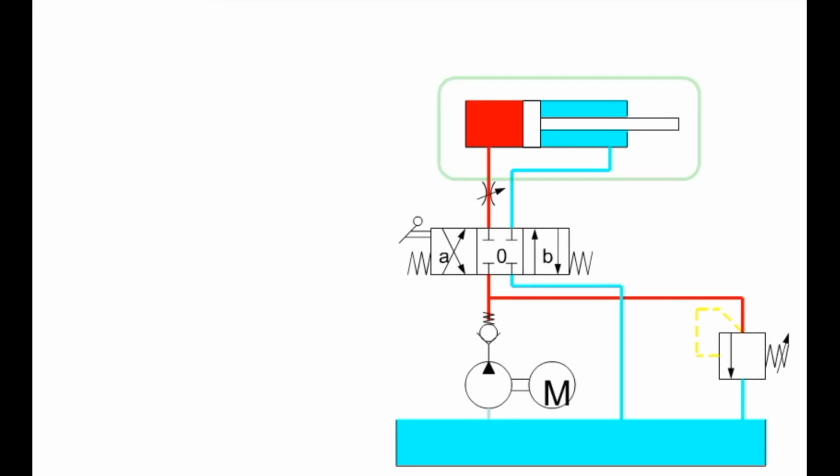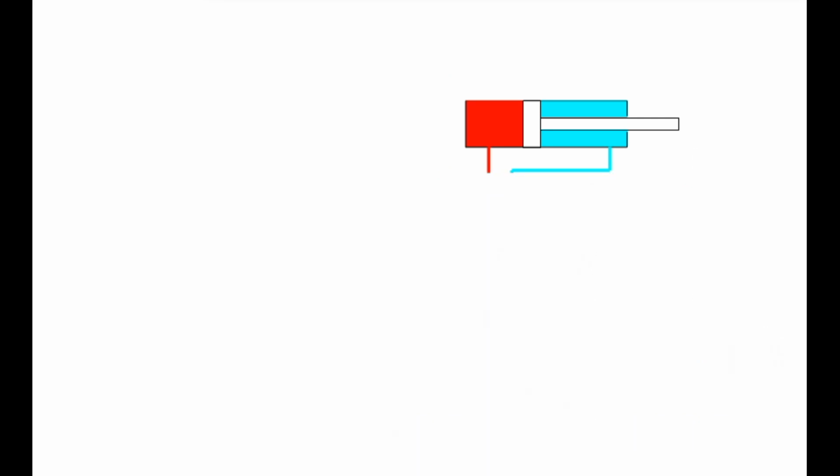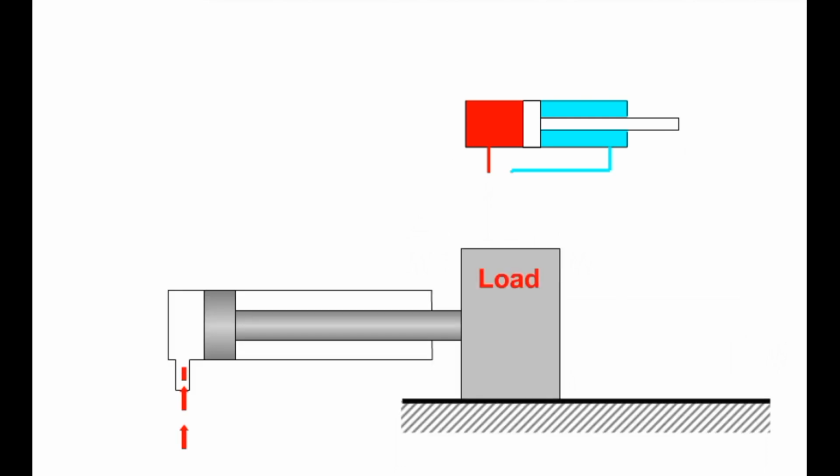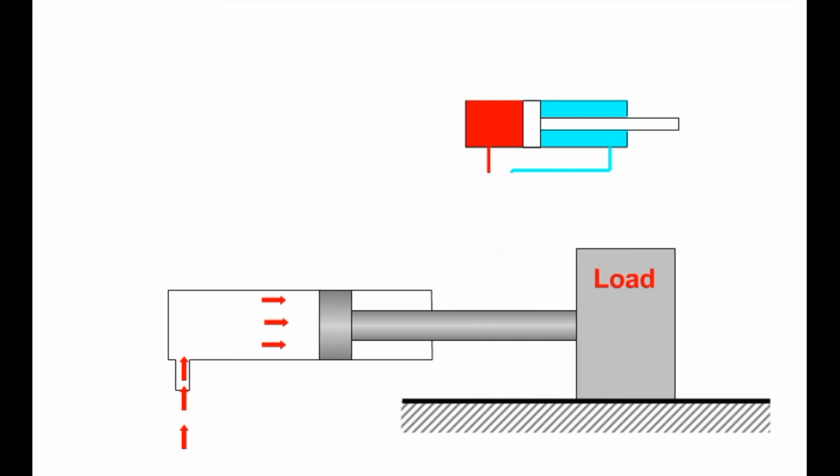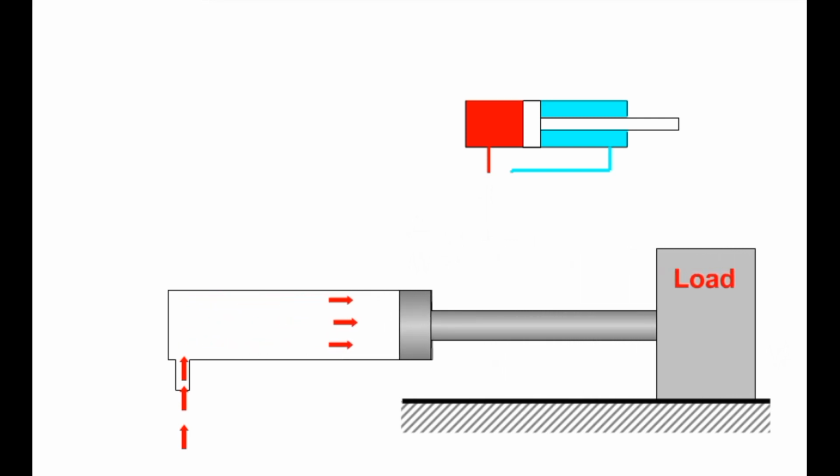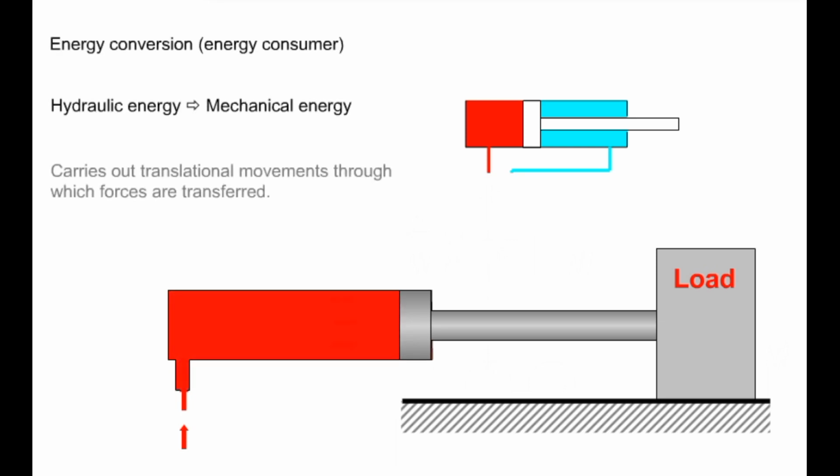The hydraulic cylinder fulfills the role of consumer in a hydraulic circuit and belongs to the functional group energy converters. It converts hydraulic energy into mechanical energy. It carries out translational, that is, linear movements through which forces are transferred. It is therefore the link between the hydraulic circuit and the working machine.